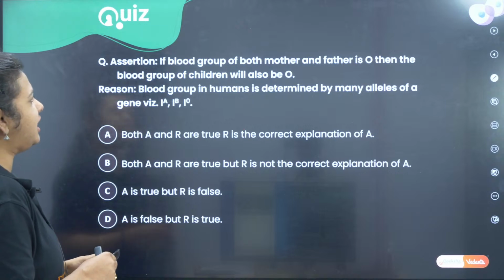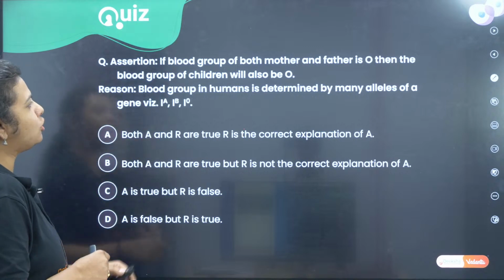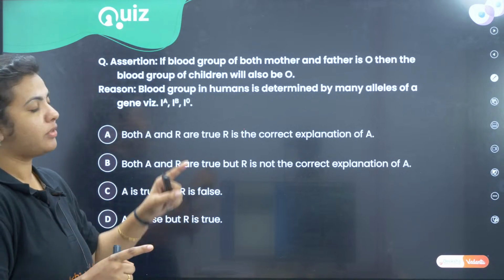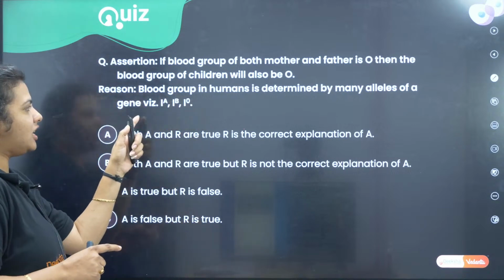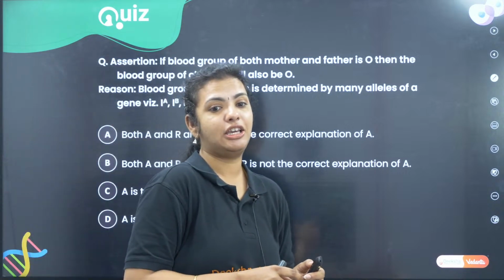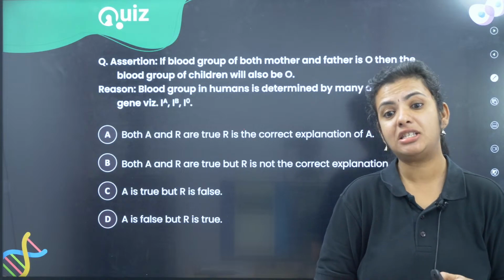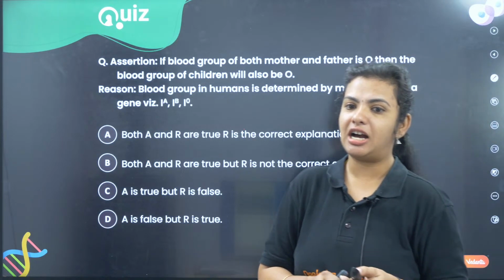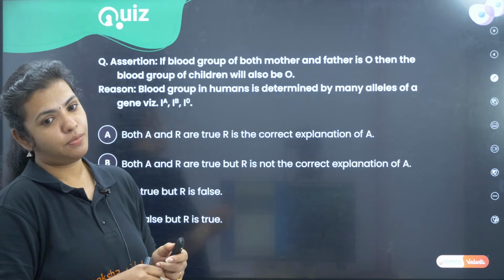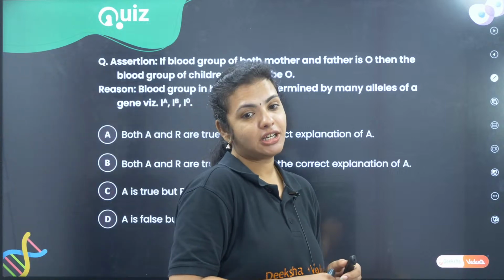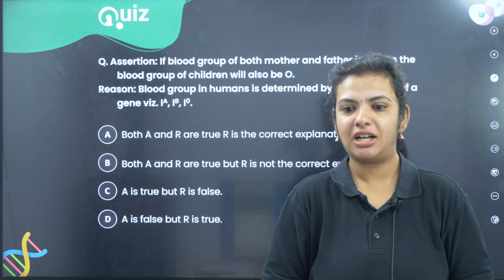Alright, so we have an assertion: if blood group of both mother and father is O, then the blood group of children will also be O. The reason: blood group in human beings is determined by many alleles of a gene, that is IA, IB and IO. I don't know how many of you are thorough with blood grouping, but this is important. So what do you think is the answer for this assertion and reasoning? Is the assertion true, reason true? Is it the correct explanation, not the correct explanation? Assertion false, reason false?